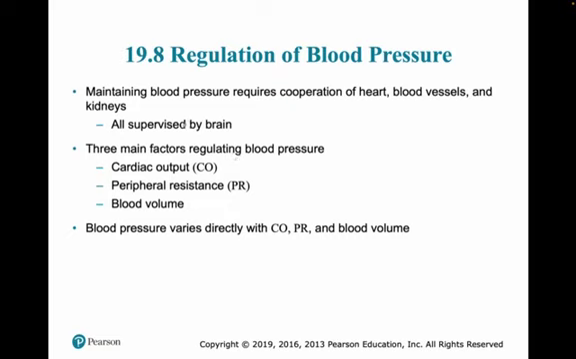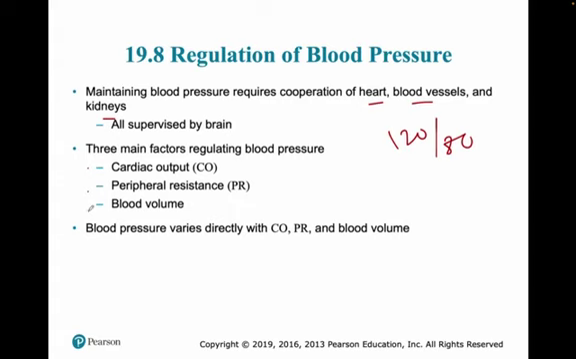Regulation of blood pressure. In order to maintain our ideal blood pressure, which is 120/80, a couple of things need to work together. Firstly, the heart, blood vessels, and then the kidneys. It is also supervised by the brain, obviously, because everything is supervised by the brain. Now, three main factors regulate this: cardiac output, peripheral resistance, and blood volume, right?